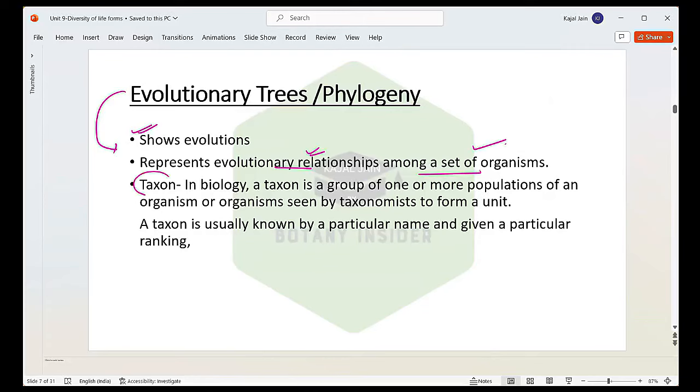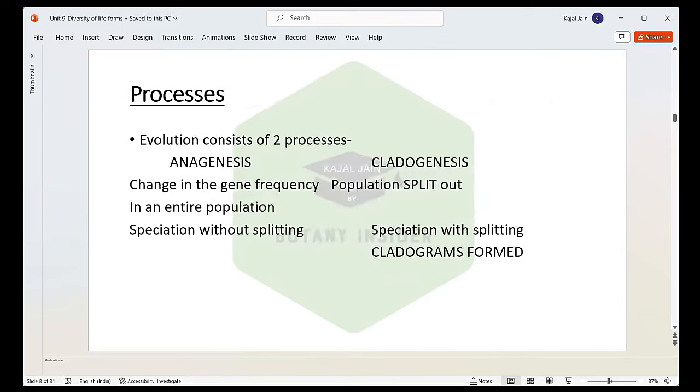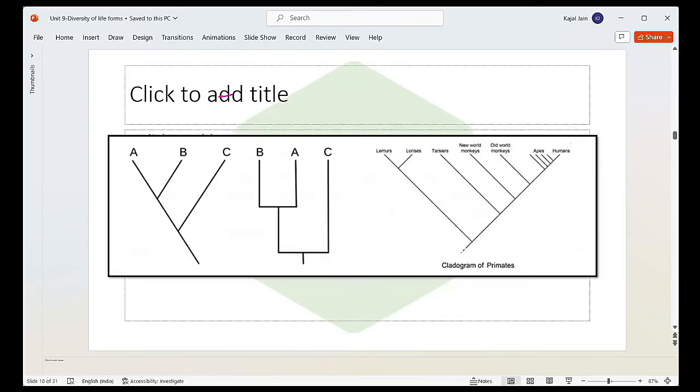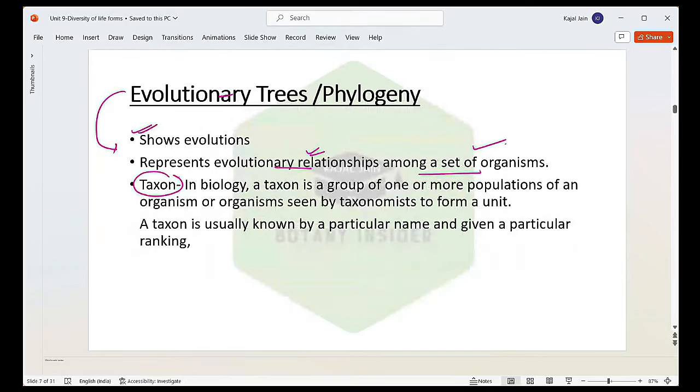What is a taxon? I'll be explaining one segment over here, which is related to these monophyletic, paraphyletic trees. Over here, you see a specific word, taxon, getting repeated. Understand what it is. The taxon is what? It is a group of one or more populations of an organism, or the organisms that are seen by the taxonomist as a unit.